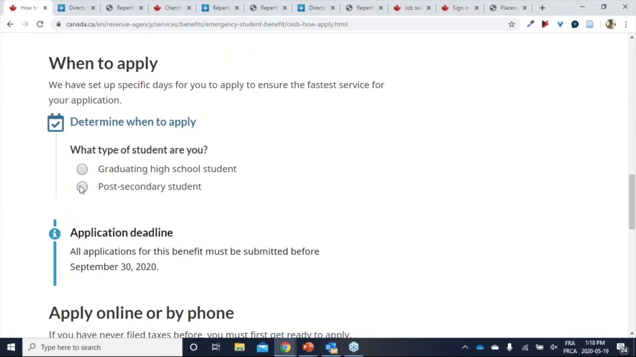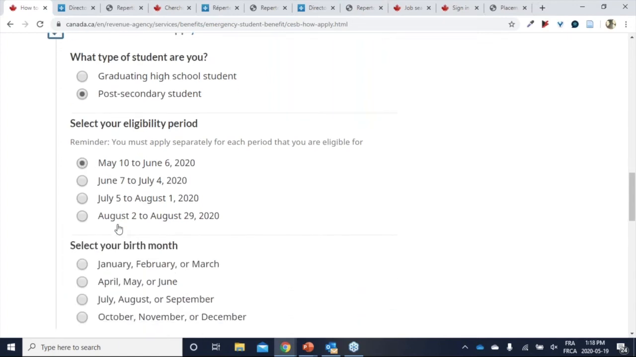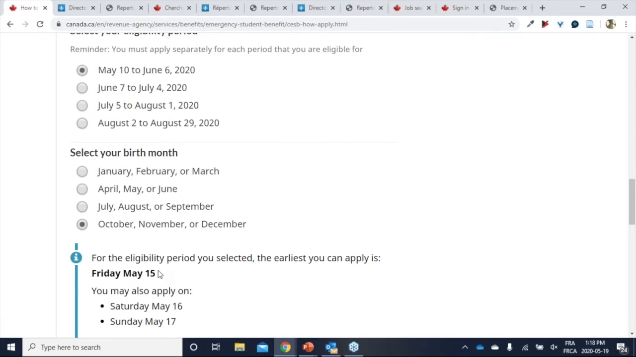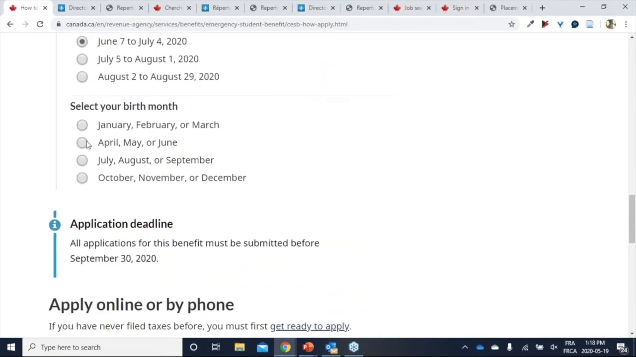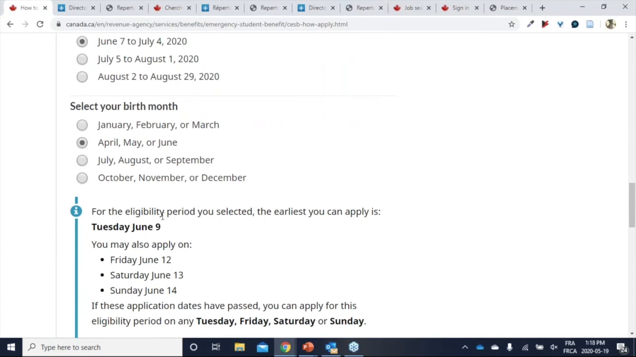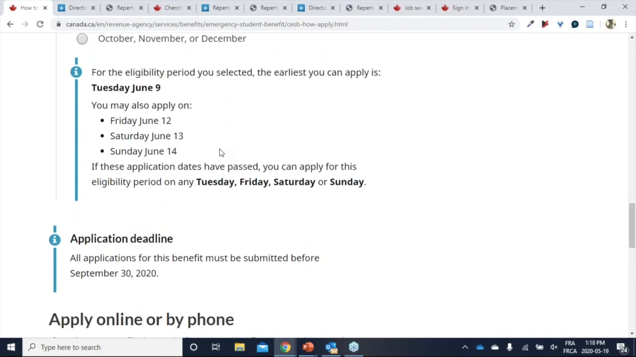So say that you're a post-secondary student looking to apply for the eligibility period from May 10th to June 6th, and that your birth month is in October, then at this point you have to apply on Friday, May 15th. But if I was born, say, in January, then I would apply on another day, say June 9th. So just make sure that you're applying on the correct date, depending on which period you're applying for and which month you were born in.